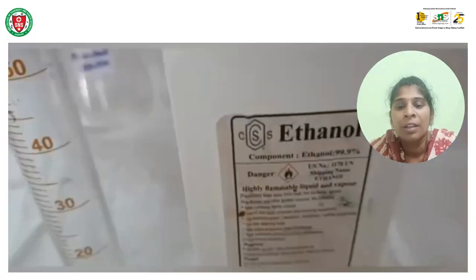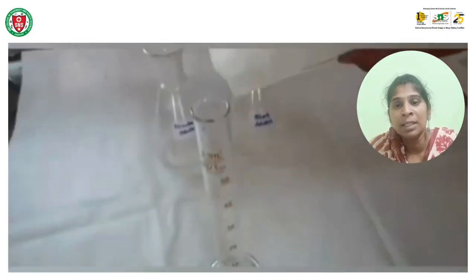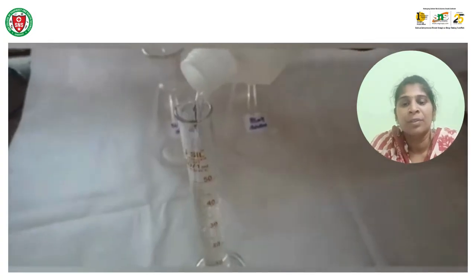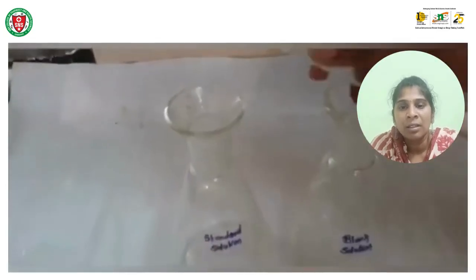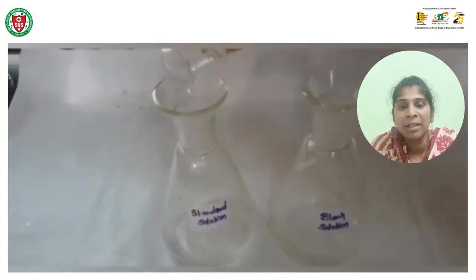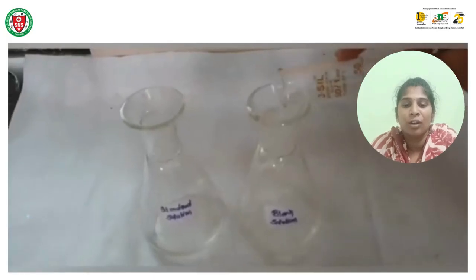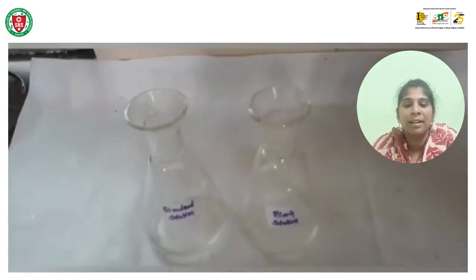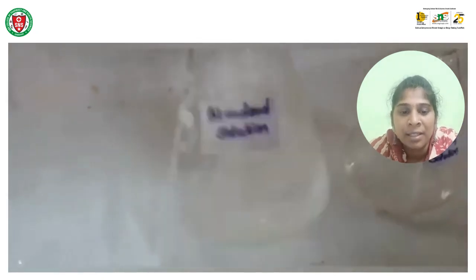Now we are going to add about 25 ml of alcohol to both the blank as well as the standard sample, and we need to shake vigorously to get it mixed. The oil and the alcohol should get well mixed. The addition of 25 ml of alcohol to both was over, and now we started shaking it.